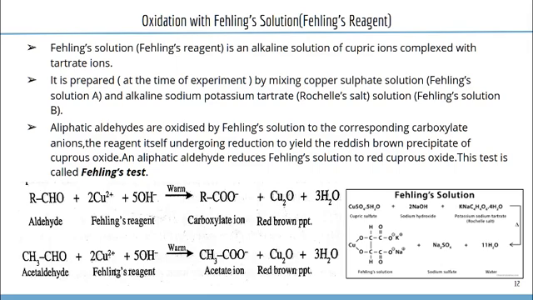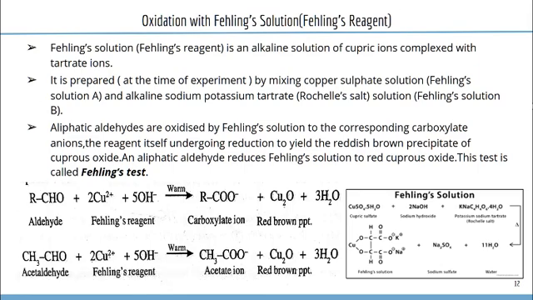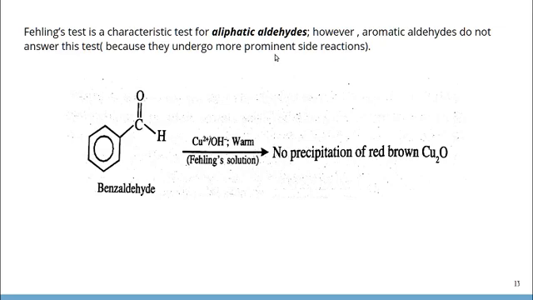Example, acetaldehyde on treating with Fehling solution or Fehling's reagent we will get acetate ion and reddish brown precipitate of Cu2O. So this is the general reaction of oxidation of aldehydes with Fehling's reagent. Now we can see what about the Fehling's test with aromatic aldehydes. Fehling's test is a characteristic test for aliphatic aldehydes.